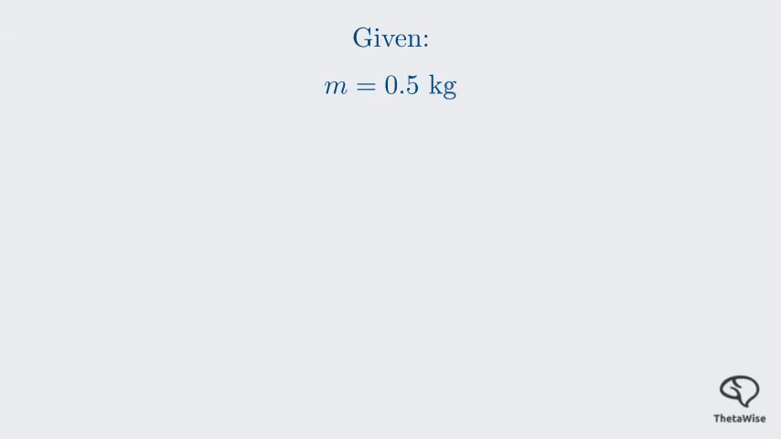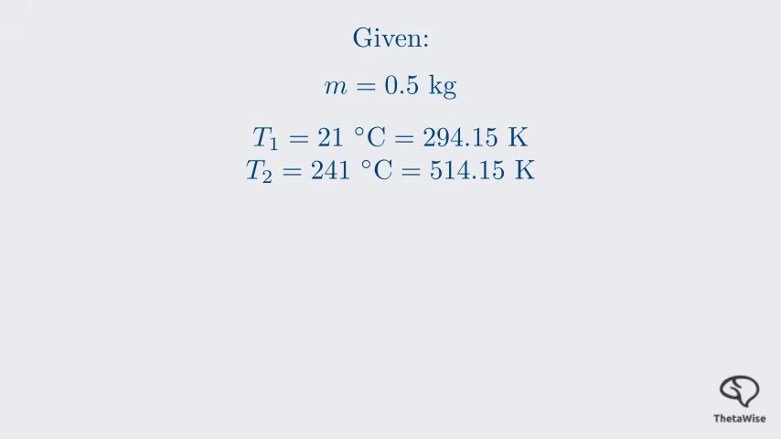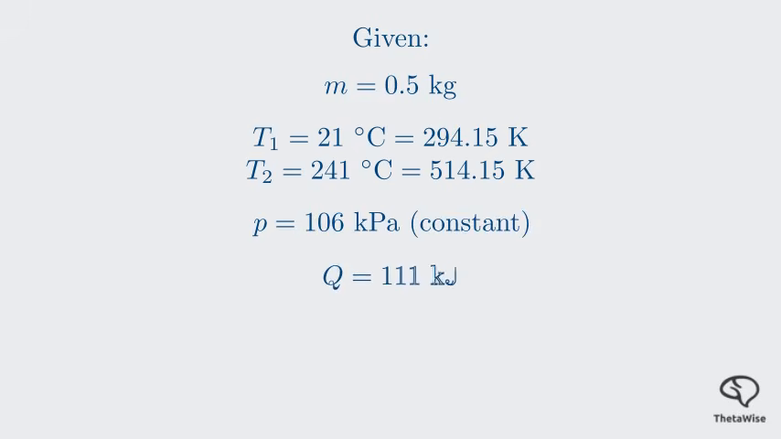Mass m is 0.5 kilograms. Initial and final temperatures, T1 and T2, are 21 and 241 degrees Celsius, or 294.9 and 514 Kelvin. The pressure is constant at 106 kilopascals, and the heat supplied Q is 111 kilojoules.